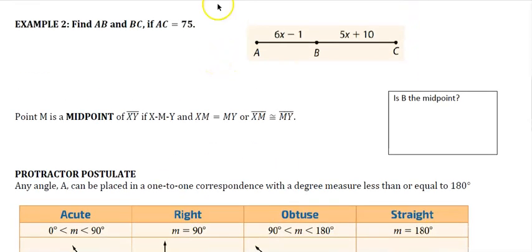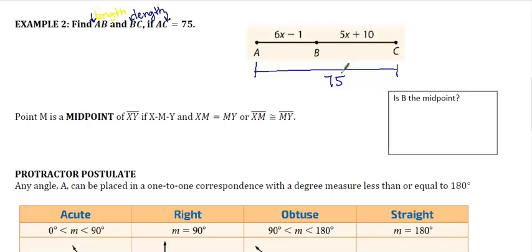Okay, so example 2. It says find length AB and length BC if length of AC is 75. So remember, this is length. All of these are lengths because there's no segment symbol. But the cool thing is it's telling me length AC is 75. So from A all the way to C is 75. And so we get to do some algebra.